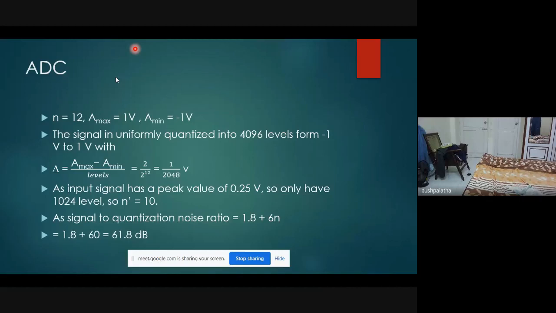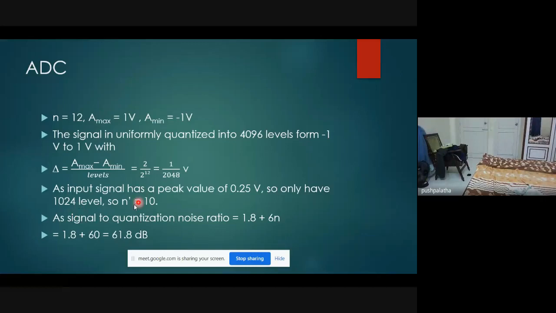1 divided by 2048 gives you about 0.0048, and half of it is 0.024, so it is around 0.25 volt, which is the value they had given. So what you have to do is take only 1024 levels.